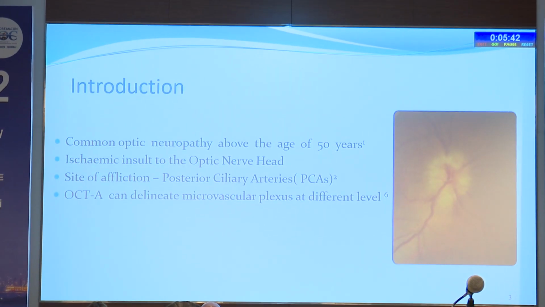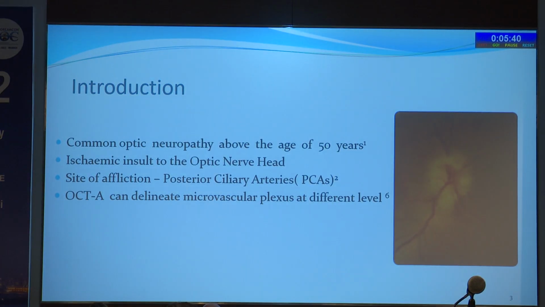So as we all know, NAION is a common optic neuropathy above the age of 50 years and occurs as a result of decreased perfusion pressure in the posterior ciliary artery, which leads to optic nerve head ischemia and thus edema. Modalities like fluorescein angiography and ICGA have been tried to delineate the microvascular plexus in these patients but have been unsuccessful. OCTA is a non-invasive modality which can delineate the microvascular plexus at different levels.